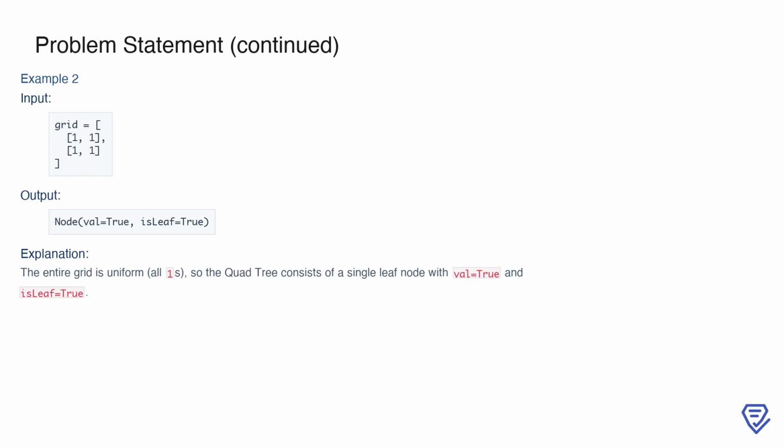In the second example, the input grid is another 2 by 2 matrix, 1, 1, 1, 1. Here, the entire grid is uniform, as all the values are 1. As a result, the quad tree consists of a single node, which is a leaf node. This node has val equals true and isLeaf equals true, indicating that the entire region can be represented as a single compressed node. This example highlights how uniform regions of the grid are directly represented as leaf nodes without further subdivision.